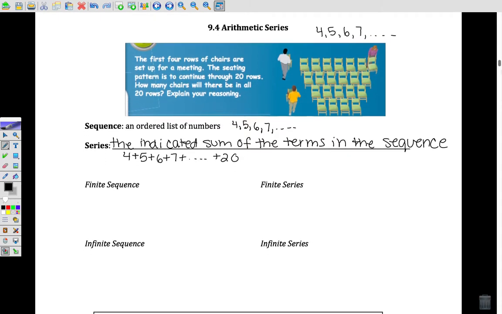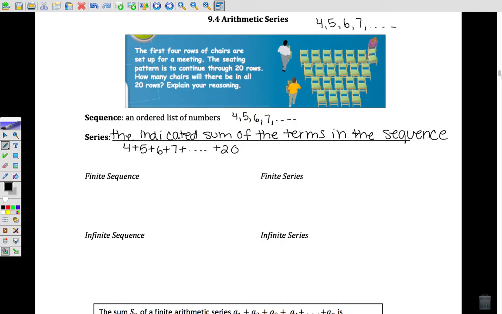So just some vocab to go over. The difference between a finite and an infinite sequence has to do with, is this sequence going to go on forever or not? So if you think about the difference between finite and infinite, finite is limited, where infinite, think of infinity, it goes on forever. So a finite sequence has a distinct first term and last term. So there's only, say, 20 terms, or 10 terms, or 3 terms. It has a distinct first term and last term.